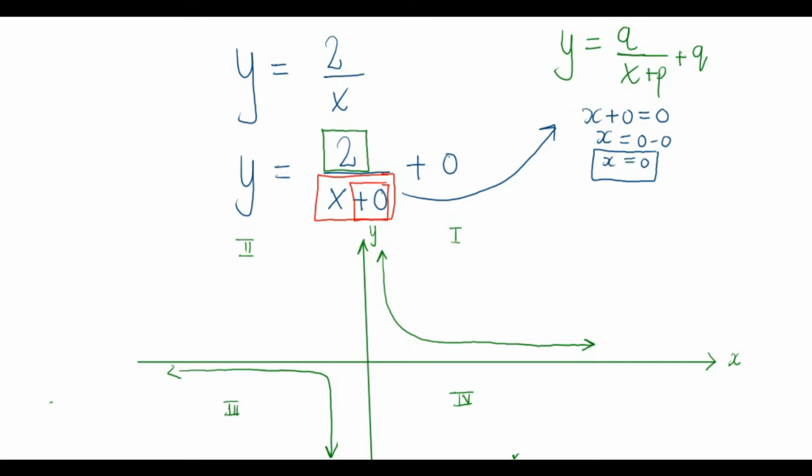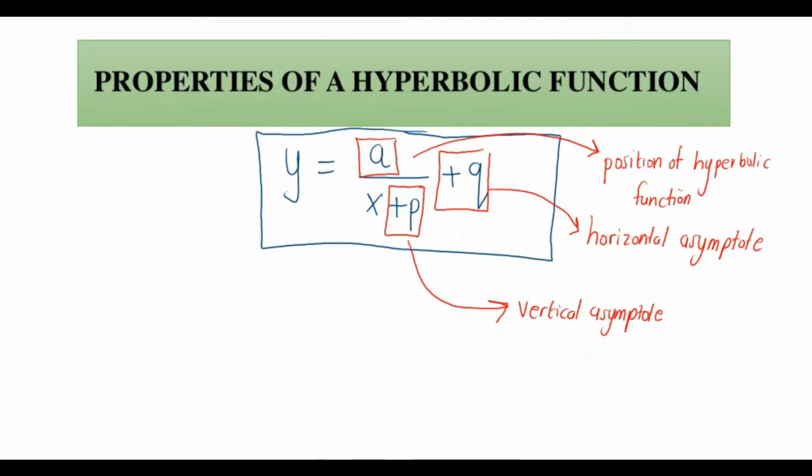So where is x equal to 0? If that is our origin, our point (0, 0), that means our x equals 0 is that line there. So that red line there is our vertical asymptote.